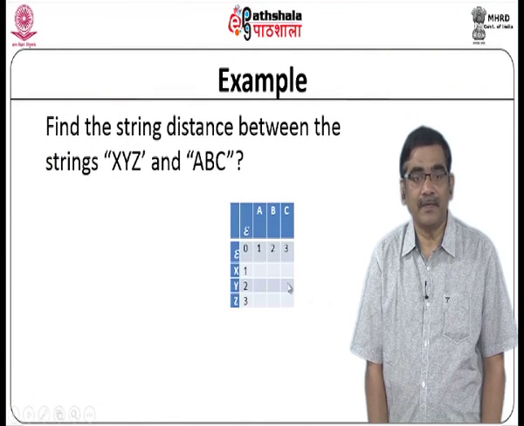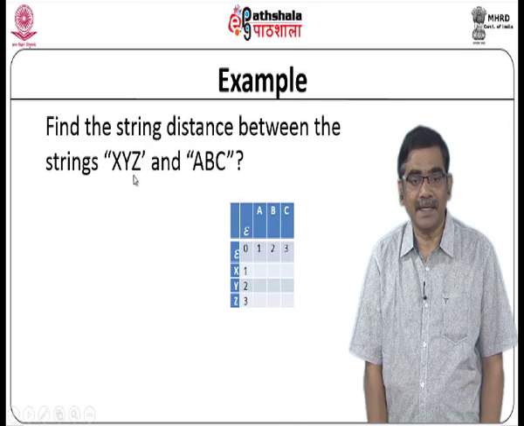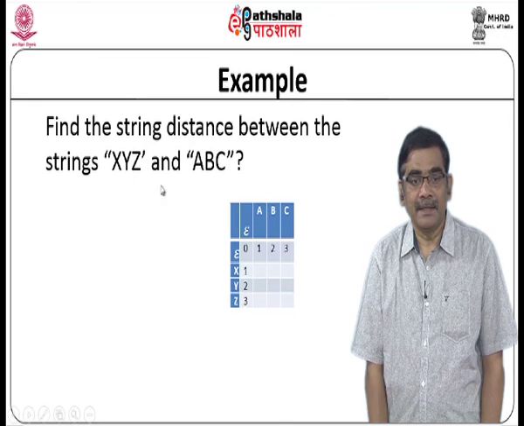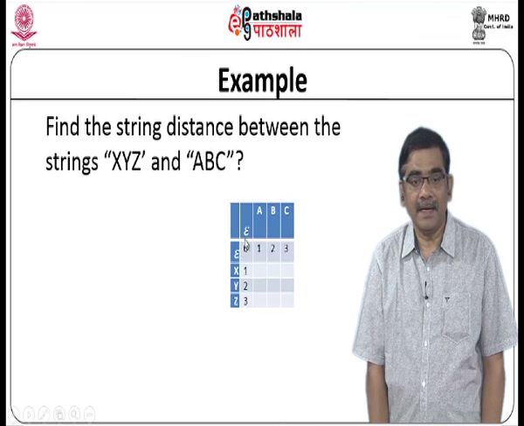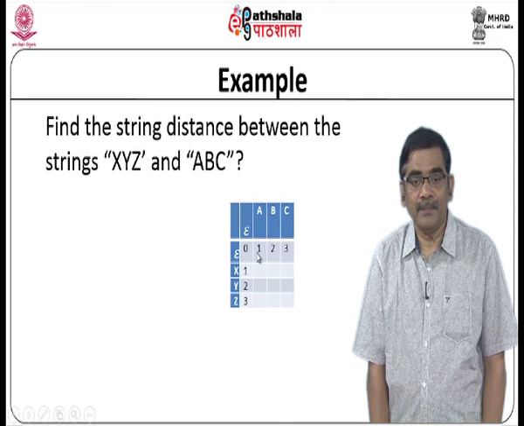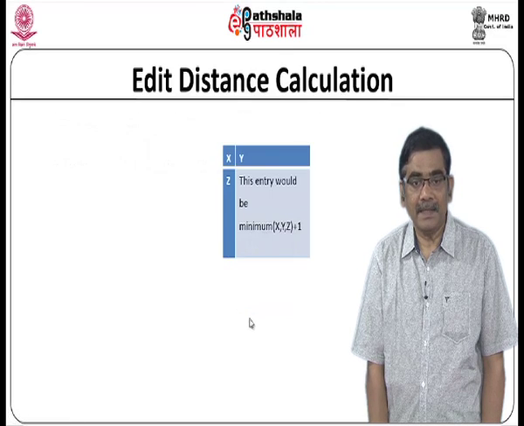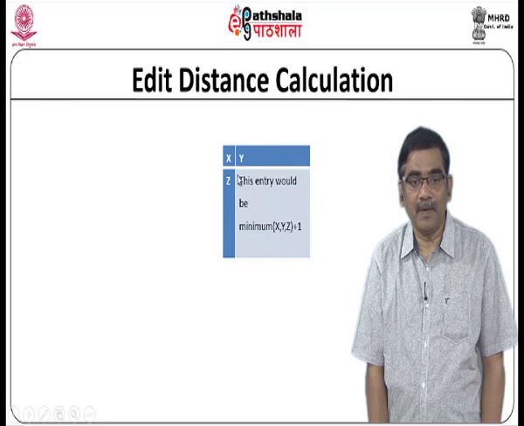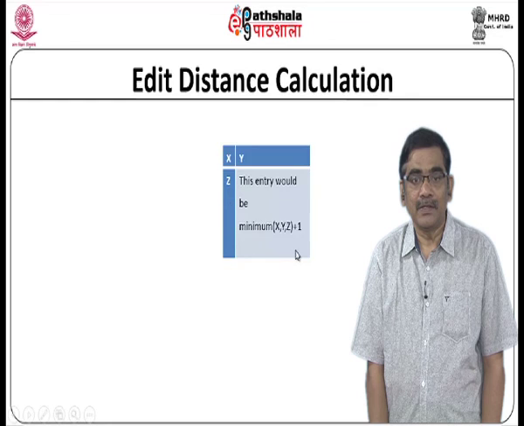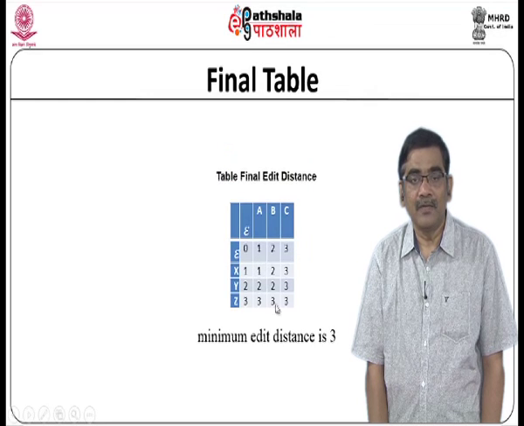So, this is an example. The problem is: what is the edit distance between ABC and x, y, z. I am putting x, y, z like this, then ABC like this. Initially it is null. You can see that to transform the null string to ABC, this many operations are required. To transform the null string to x, y, z, this many edit operations are required. The remaining entries I can easily find; each is going to be the minimum of x, y, z plus 1. Using that you can start filling the table.